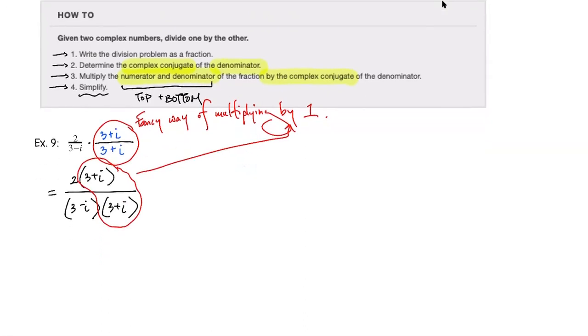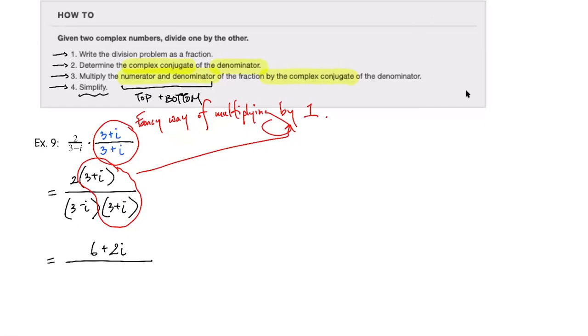Okay. So let's multiply. What do we get in the numerator? 2 times 3 plus i. What does that give us? 6. Okay, 2 times 3 is 6. And then 2 times i is 2i. Good. So 6 plus 2i.